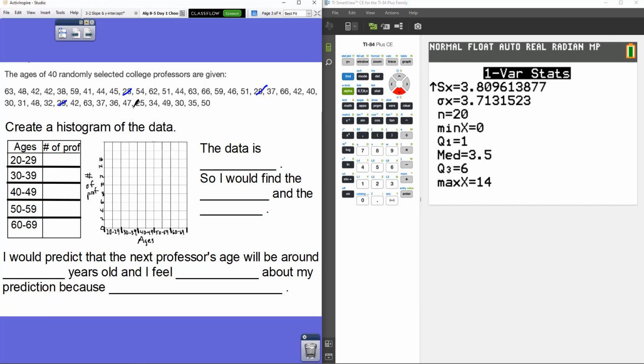You see another 20 there? Oh, right here, 25. So I have 4 of those. So I'm going to put a 4 right there. 30 to 39. All right, 30 to 39.